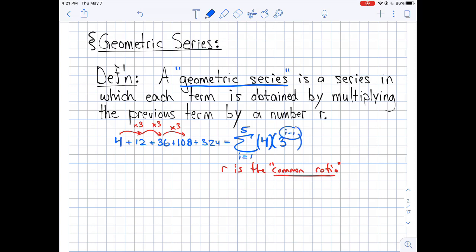Now it specifically has to be i minus 1 because when i starts off at 1, we want this exponent to be 0 because 3 to the 0 is 1. And that means that the first term right here is not going to have the 3 in it. It will just be the 4. So this right here is the standard way that we're going to be writing a geometric series. And we have our common ratio, that's this right here, that's our value of r. And we also have a name for this first term, this is going to be a, and that is the first term in our geometric series.